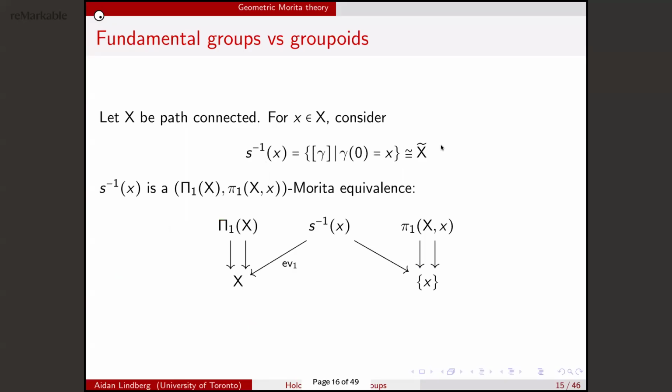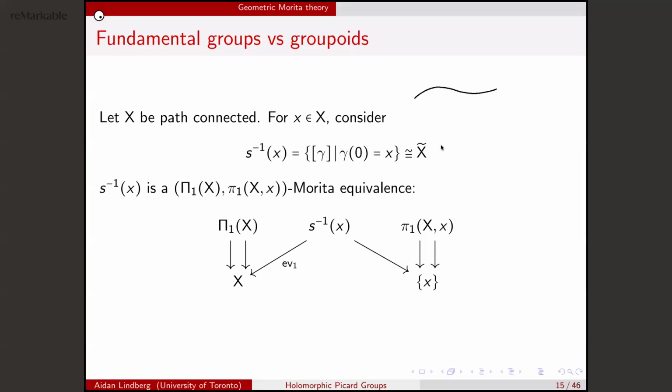Okay, so I personally think this is the most illuminating example of what a Morita equivalence is. Let's say that X is a path connected manifold now and pick some point in it. Then we can consider in the fundamental groupoid, which is, remember, the space of paths up to homotopies relative to the endpoints, the source fiber of a point. This is just all homotopy classes of paths which start at this point x, which is like a model for the universal cover of X. Then I'm claiming that this source fiber is a Morita equivalence between the fundamental groupoid of X and the fundamental group of X based at this point. Okay, so why is this true?